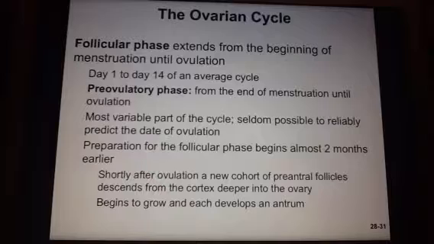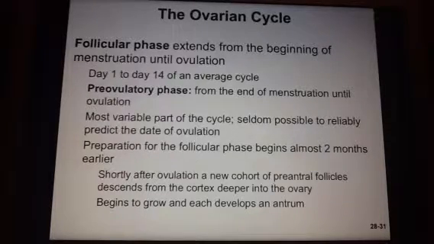So the follicle phase extends from the beginning of menstruation until ovulation, so day 1 to 14 of an average cycle. The pre-ovulatory phase is from the end of menstruation until ovulation. That's the most variable part, so we can't really use that to predict the date of ovulation. But the preparation for the follicular phase begins almost 2 months earlier. Shortly after ovulation, a new group of follicles descends from the cortex and starts to grow and develop.